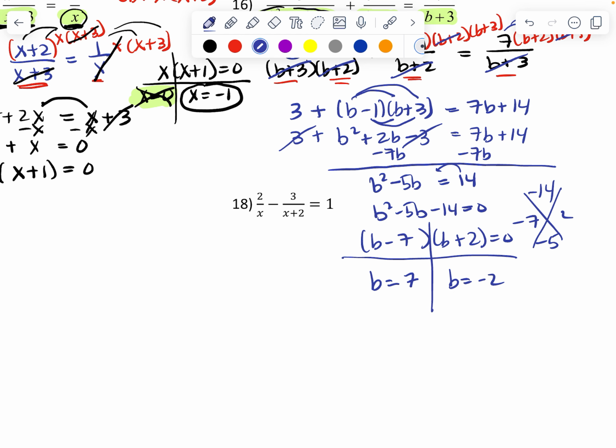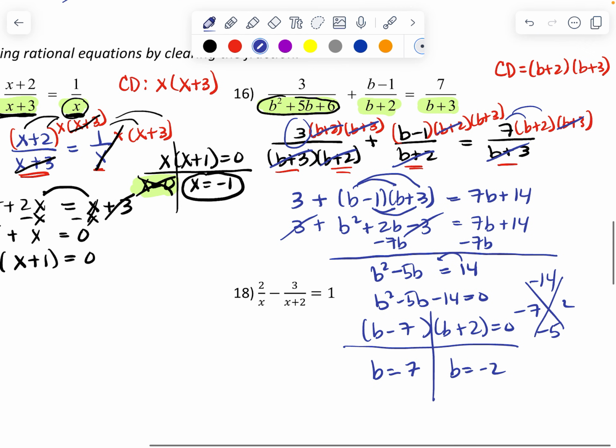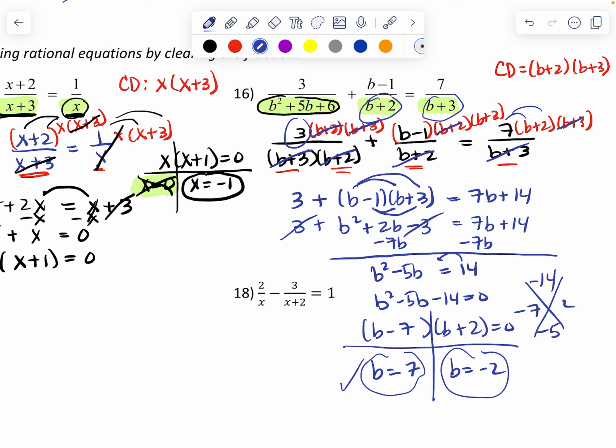Now, look, do both of these work? Look at the original. If I were to plug in b equals 7, 7 plus 2 is 9, 7 plus 3 is 10. That's fine because it doesn't make it equal to 0. So that's a good answer. But look at -2. If I plug -2 into here, -2 plus 2 is 0. I cannot divide by 0. That's a bad answer. So b equals 7 would be your only one.